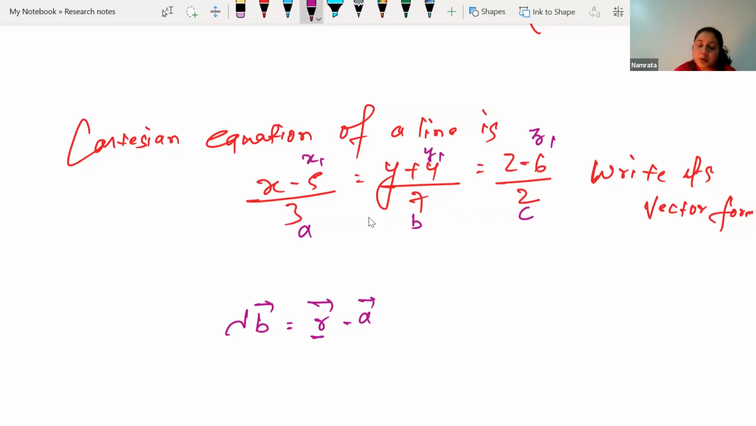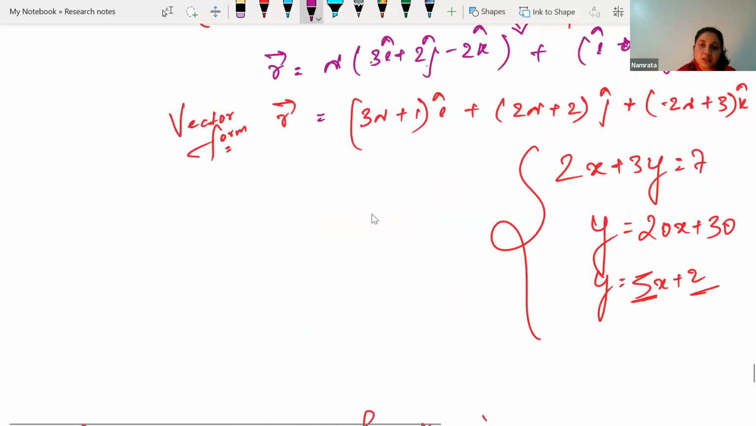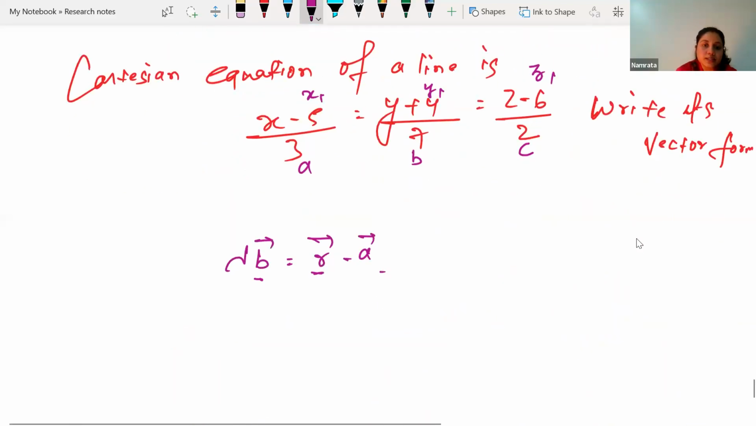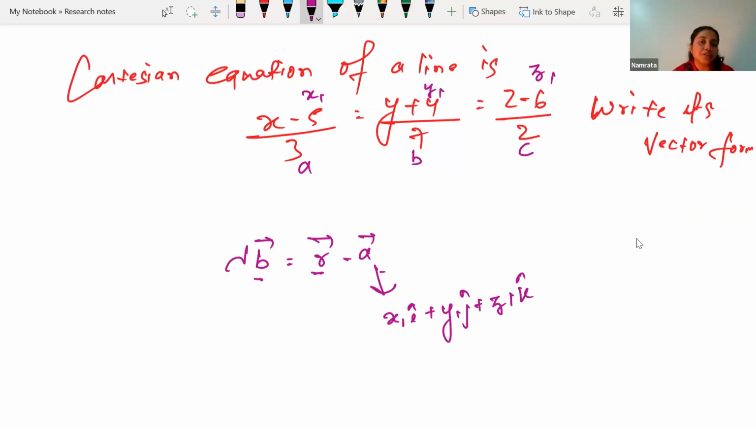We don't have to worry about r. b and a we have to identify. What was b? Let's see in the figure. As you can see, a is the position vector of a point A, that will be x1i plus y1j plus z1k. Do we know x1, y1, z1? Yeah, we know. Okay, this is x1, this is y1.